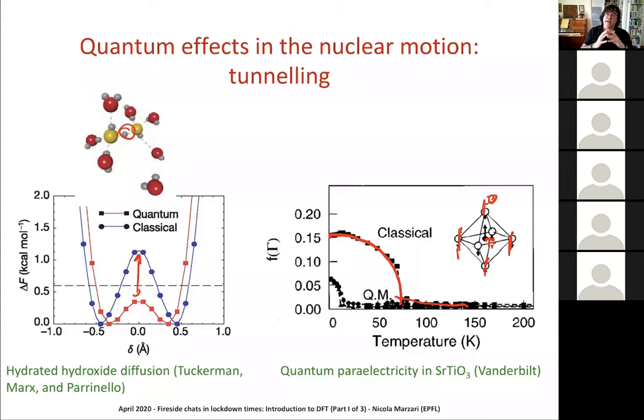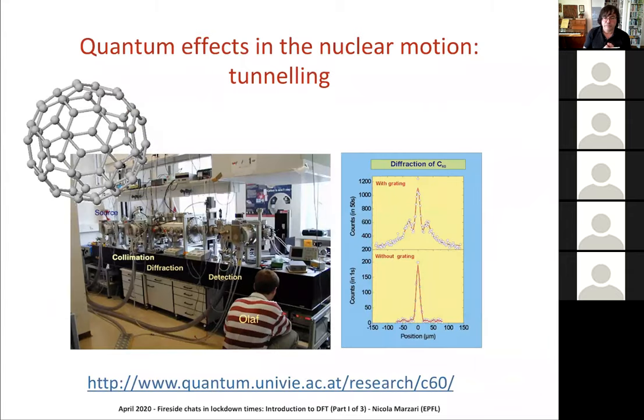The oxygen cages tunnel between all possibilities, actually all six possibilities, and at the end you never see ferroelectricity, and strontium titanate behaves as what is called a quantum paraelectric.